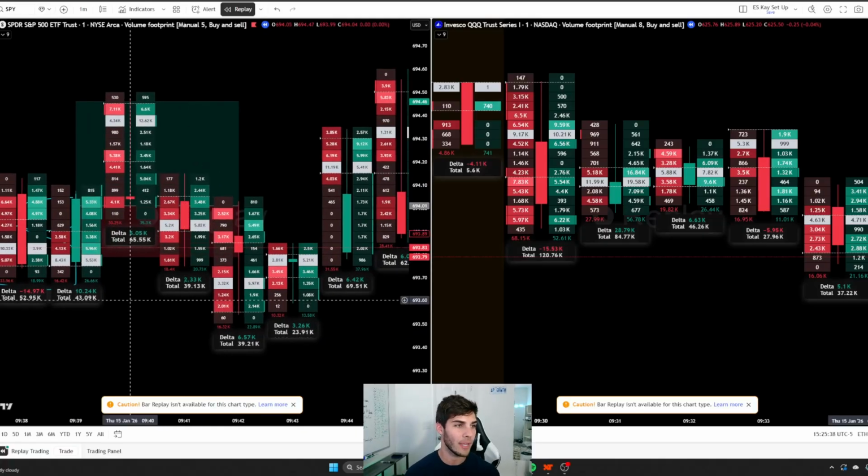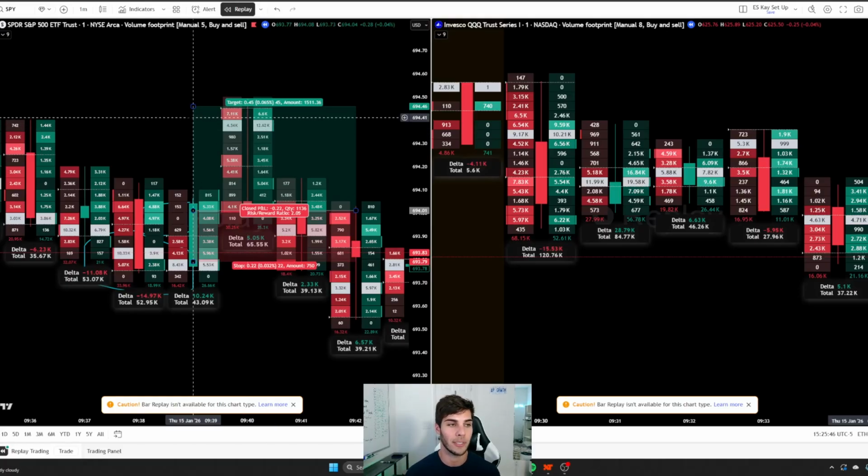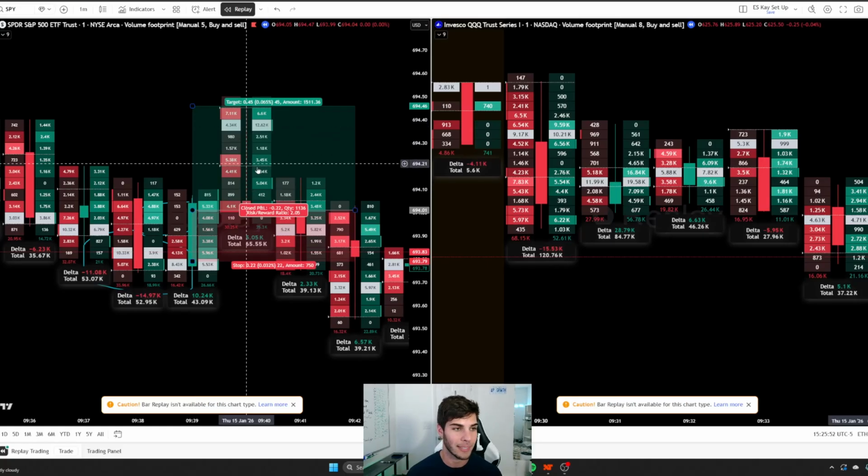Makes another new low of day. Look what happened after we hit the target. There was literally absorption again. 12K up here on the buy side, there's 4K on the sell side, and we shot back down. Could have entered short here on the 4K to 1K.